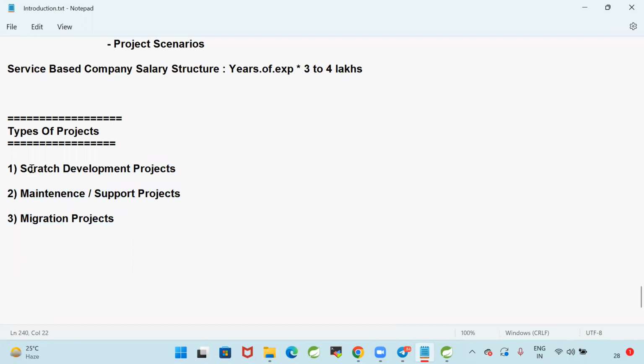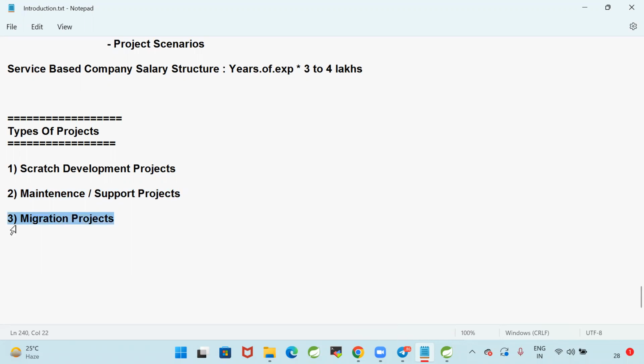Once you get selected in the company, they may ask you to work on a scratch development project. If they ask you to work on the scratch development project, you are lucky, because everything you are going to develop from the beginning. Sometimes companies will ask you to work on the existing projects. Projects are already available. You need to provide the support for the existing project. Some companies will ask you to work on the migration project.